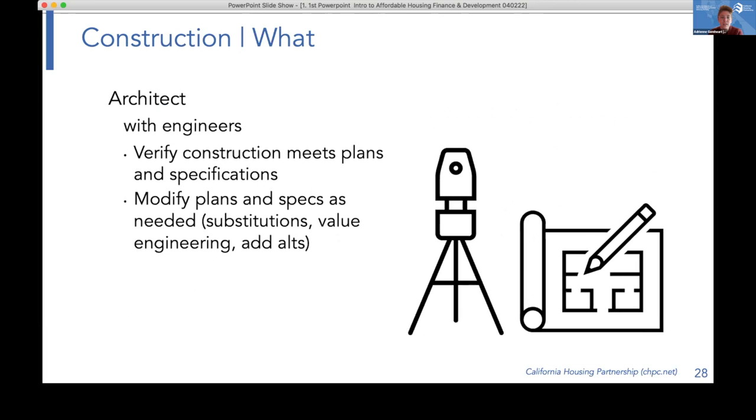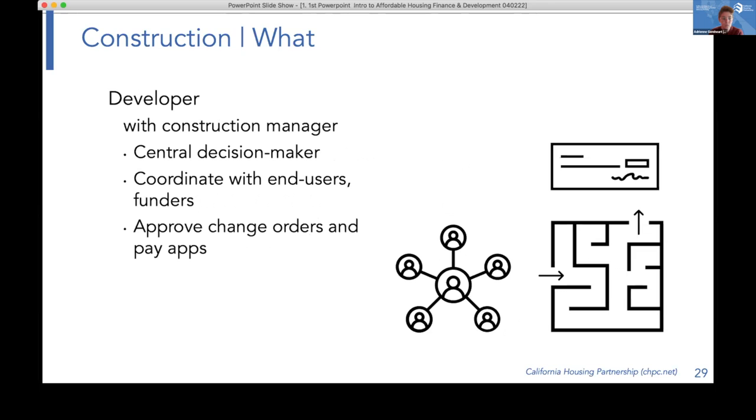So what does that construction process look like and who's involved? You have your architect and your engineers, with their role really making sure that your plans are in order, and they're responsible for modifying any plans and specs as needed, making substitutions and value engineering. That's a process of making changes in order to reduce cost. Your developer, if you're a project manager, you and your organization are at the center of this process, making decisions. You might have a construction manager that you're working with who represents you and knows what you're looking for. At the core, the developer is the decision maker. You're in charge of approving change orders and pay apps, and also cutting those checks once you get those pay apps and approve them.